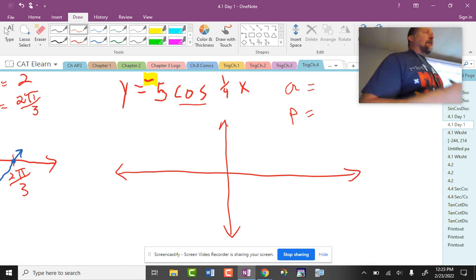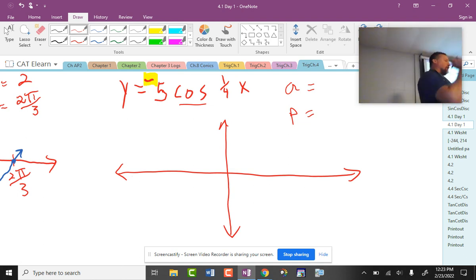First of all, what's that negative do on the outside? What does that flip it over, the x or the y-axis? 3, 2, 1, go. The x-axis. What happened to you guys? What's 2 plus 2? 3, 2, 1, go. 4. You didn't answer one question yet.